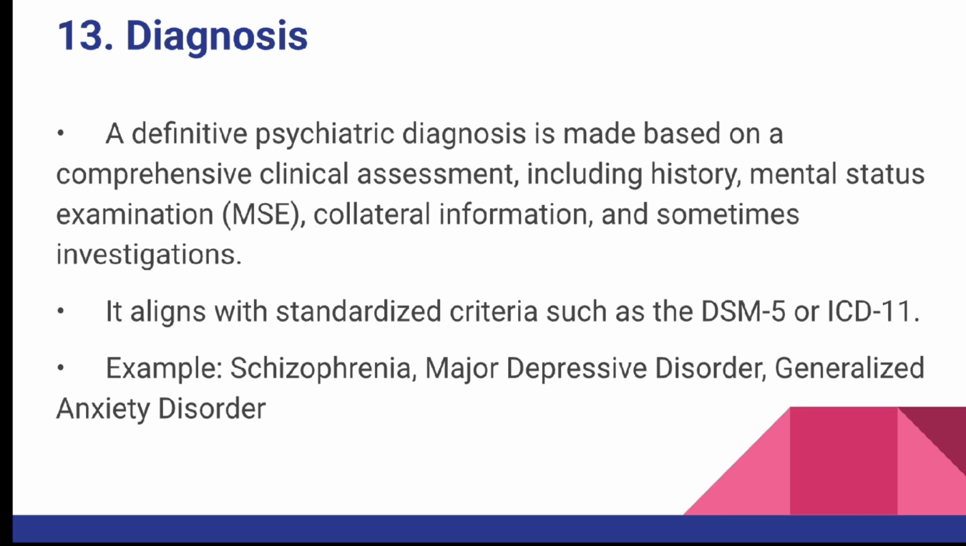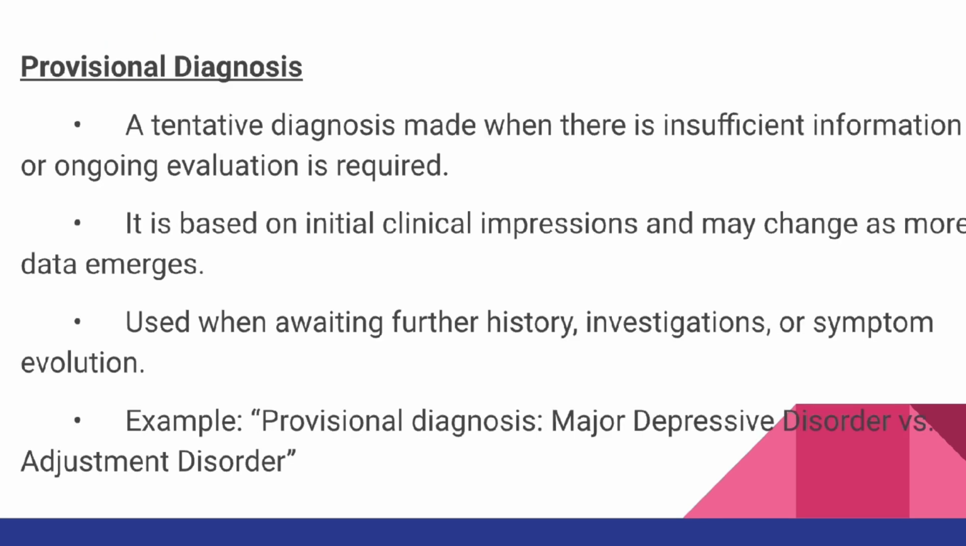Sometimes, however, the information we get is not sufficient to go for a definitive diagnosis. Thus, we make a provisional diagnosis, which is a tentative diagnosis based on insufficient information or ongoing evaluation. It is based on initial clinical impressions and may change as more data emerges. It is also used when waiting further history, investigations, or symptom evolution. An example of a provisional diagnosis can be major depressive disorder versus adjustment disorder.